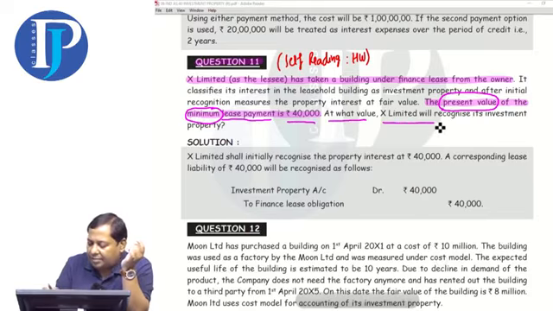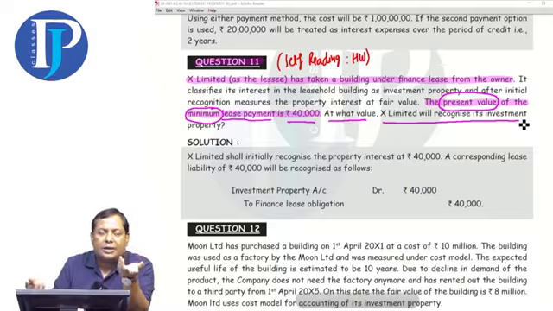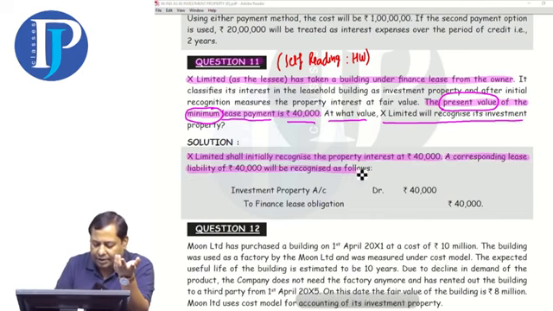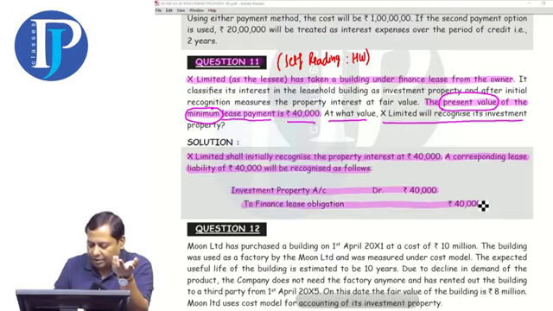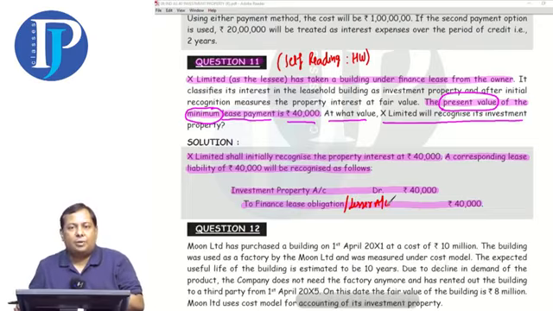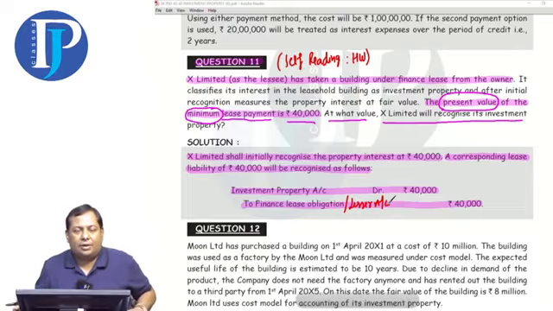At what value will X Limited recognize the investment? The present value is given at 40,000. So X Limited shall initially recognize the property at 40,000. The corresponding liability of 40,000 will be recognized as follows: Investment property debit to finance lease obligation. Here you can also write lessor or lessor account. You can write lease liability. For the finance lease obligation, you can also write lessor.